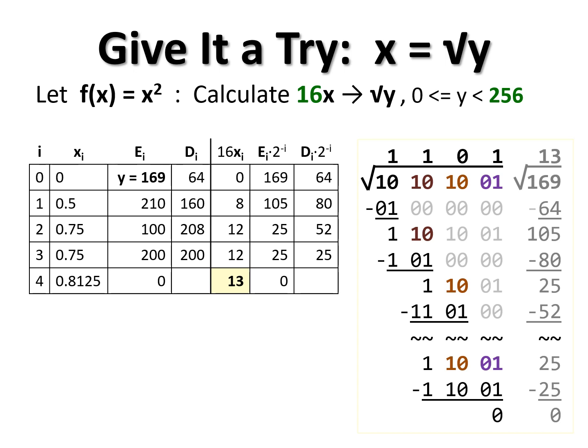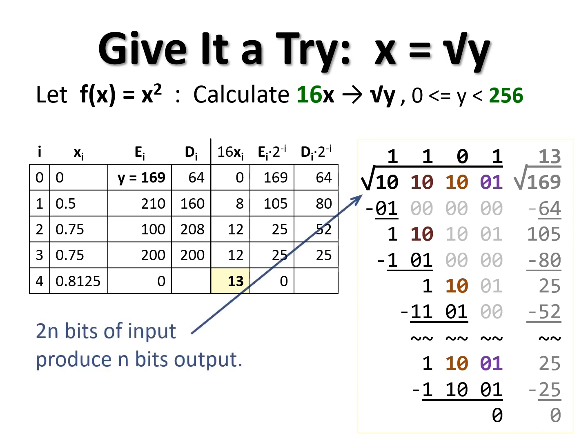If the remainder weren't 0, we could put down a decimal point, or a binary point, and continue with the iterations as far as we want. There are 2 important things to note here. For 8 bits input, we got 4 bits of output. In general, for every 2n bits of input, we'll generate n bits of output.